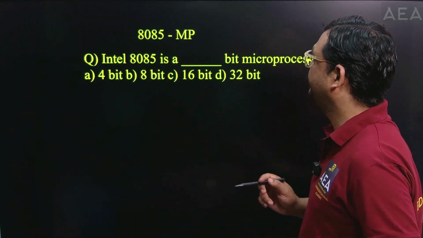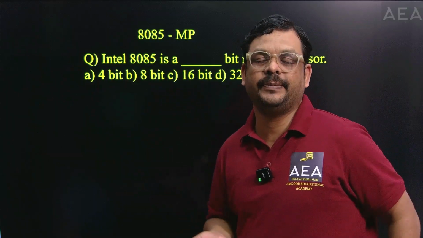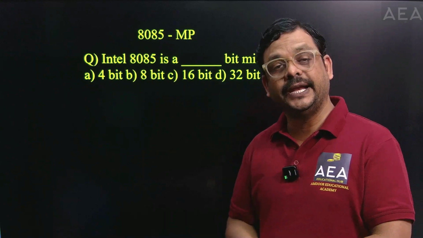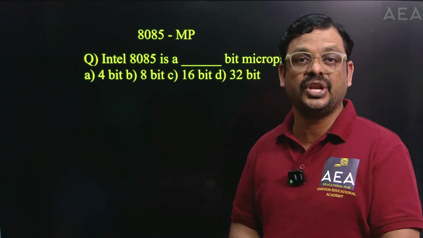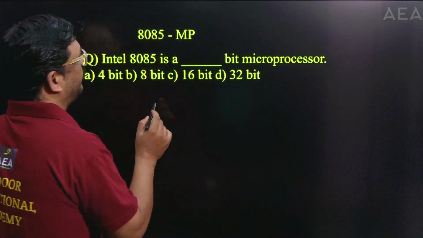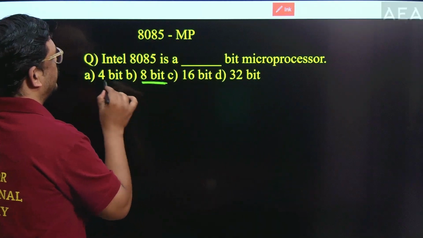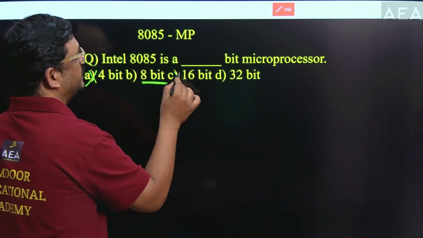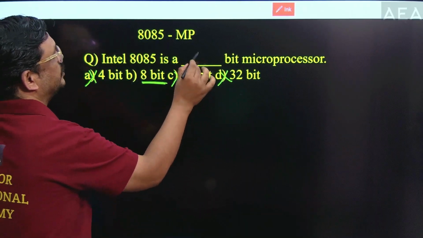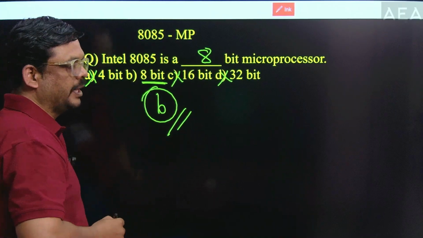Intel 8085 is a dash-bit microprocessor. So the 8085 microprocessor is an 8-bit microprocessor. Already we have discussed that. Intel 8086 is a 16-bit microprocessor, but here the question comes under 8085. So we can write that it is an 8-bit microprocessor. So option A is wrong, and C and D are also wrong. Only 8-bit is correct, so option B is correct based on the given question.